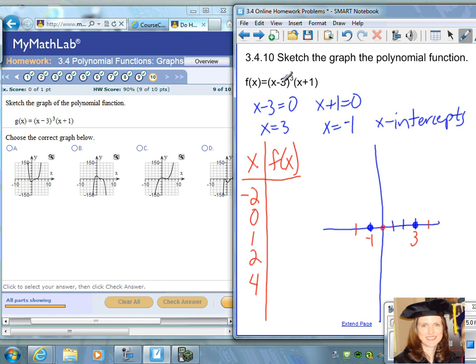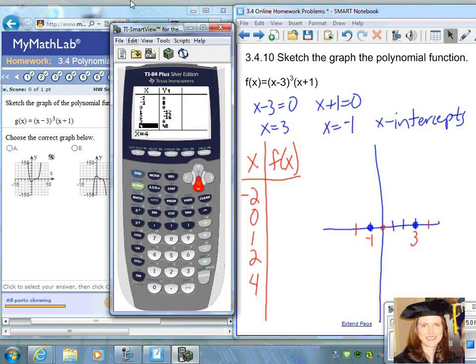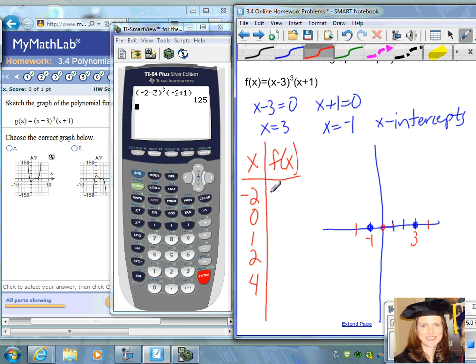Plug negative 2 into the original equation. Now you can do this with any calculator. But I would do it on the graphing calculator, you plug in negative 2 minus 3, all of that to the third power, times negative 2 plus 1, and simplify, you get 125. So when x is equal to negative 2, the f of x is equal to 125.